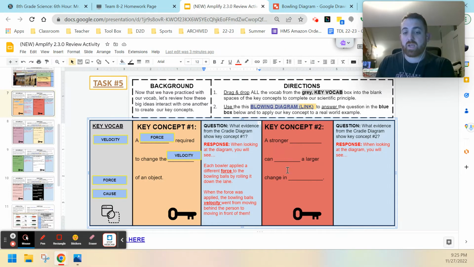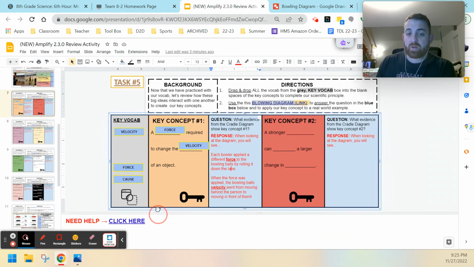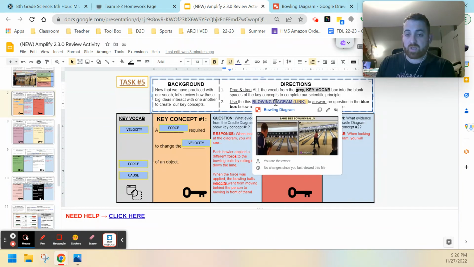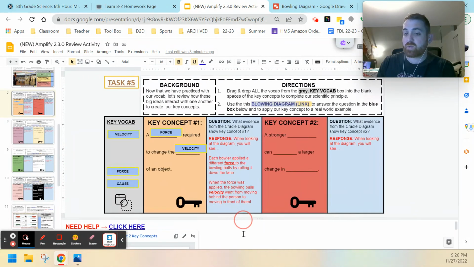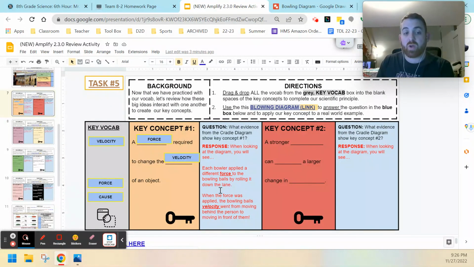Try to connect all of our key concepts to something that's going on in the bowling diagram. Friendly reminder, the bowling diagram can be found here if you need to double check each time. Otherwise, you can always double check to make sure you got your key concepts right so that you can focus on making strong connections. If you have questions, reach out. Otherwise, good luck.